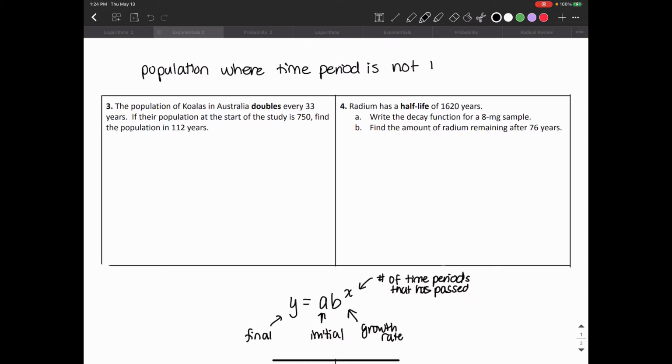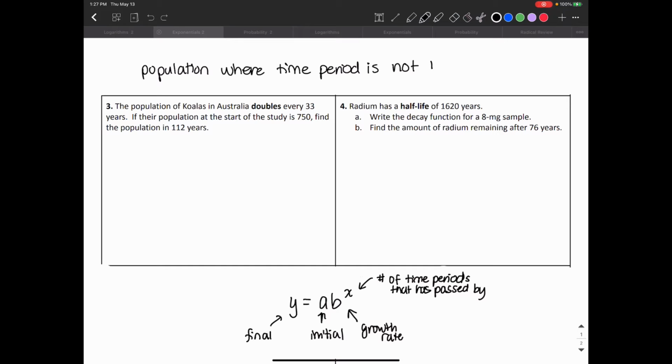Most of the time, the value that we put in here is the time that has passed by, because our growth rate is being applied every 1 unit, usually every 1 year, because we're usually talking about years. But sometimes that's not the case. Like, for example, if the population of koalas in Australia doubles every 33 years, that growth rate of doubling is being applied every 33 units, not every 1 unit. So I need to keep that in mind when I'm doing this problem.